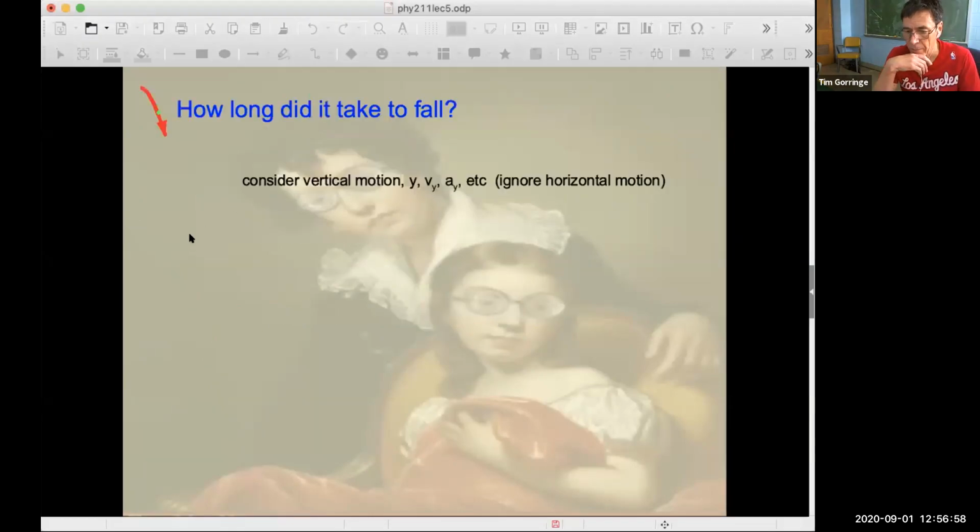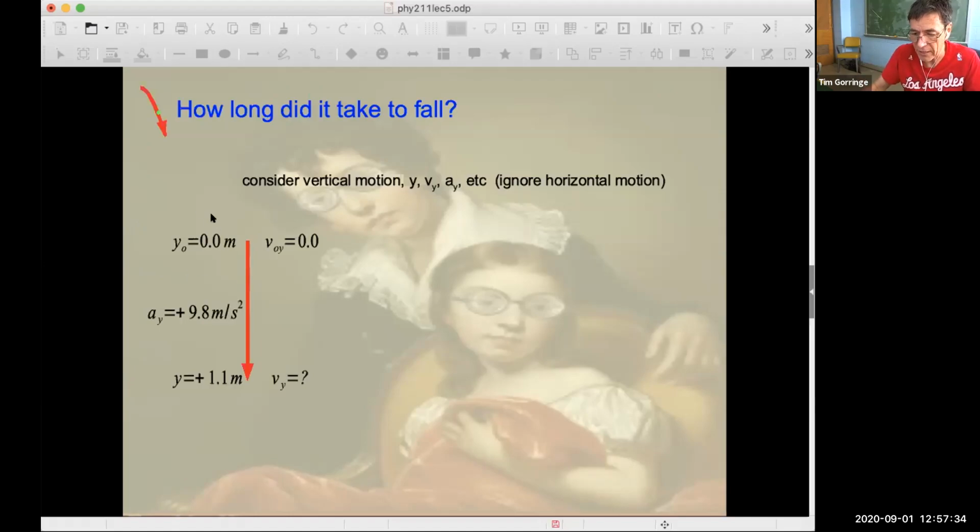Okay, so first question, how long does it take to fall? How much time elapses between leaving the platform and striking the ground? And the way that we're going to figure this is by thinking only of the vertical motion. Not going to think about the horizontal motion at all. We're going to think about the initial height of the platform, the initial vertical velocity of the ball, and the acceleration vertically, and in that way solve this problem.